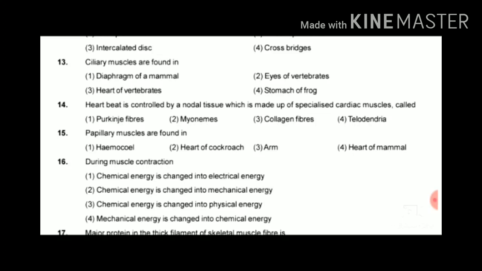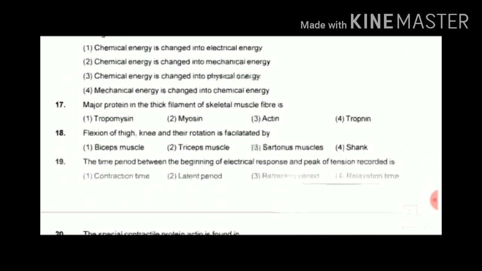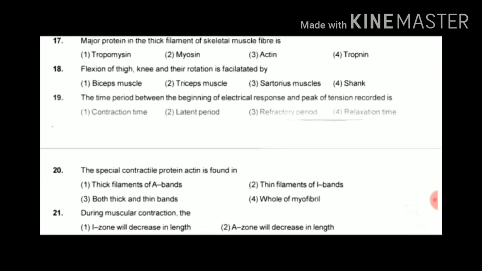During the muscle contraction, number 1, chemical energy is changed into electrical energy. Number 2, chemical energy is changed into mechanical energy. Number 3, chemical energy is changed into physical energy. And number 4, mechanical energy is changed into chemical energy. And the answer is option number 2, chemical energy is changed into mechanical energy. Next is question number 17.